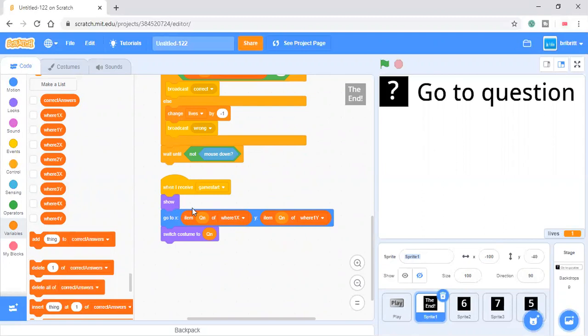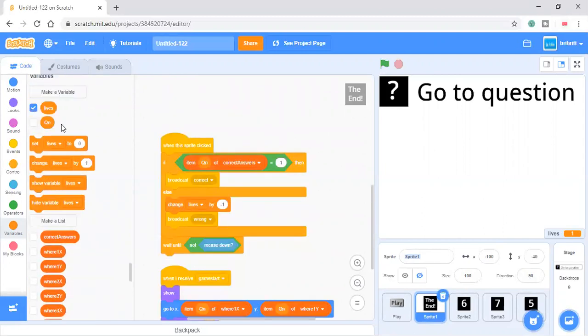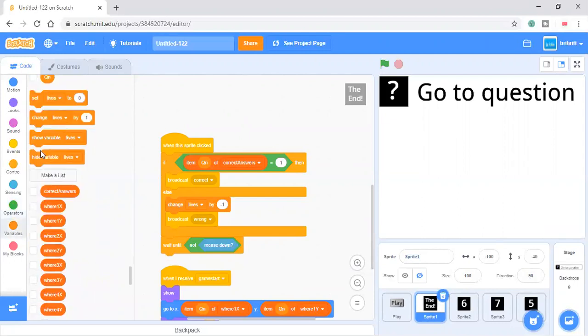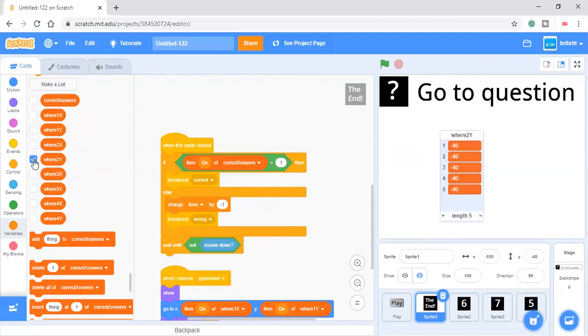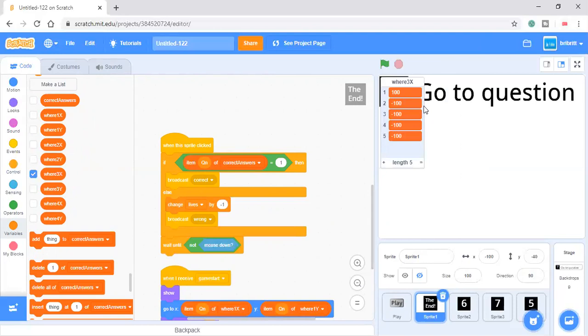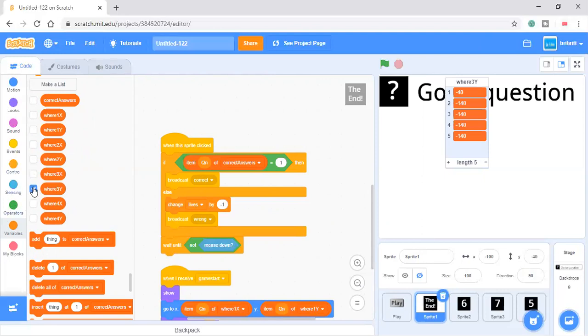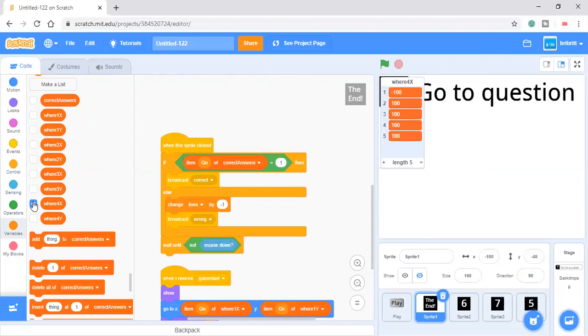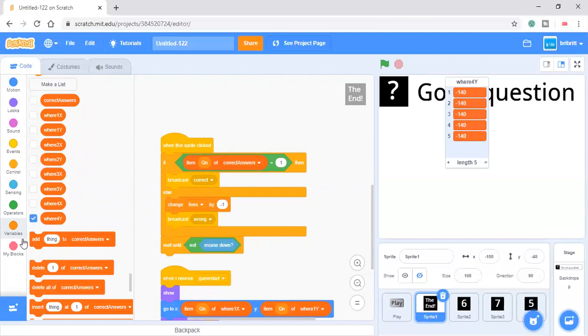When I receive game start, go to x: item question number of where 1x, and y: item question number of where 1y. Switch costume to question number. Alright, so we've set. So here are the variables. Correct answers are 1, 2, 4, 3, 1. Where 1x is -200 followed by 4 -100, and where 1y is 130 followed by 4 -40. Where 2x is -100 followed by 4 100, then where 2y is all -40. Where 3x is 100 followed by 4 -100, and where 3y is negative 40 followed by 4 negative 140. Where 4x is negative 100 and 4 100, and where 4y is just all negative 140.